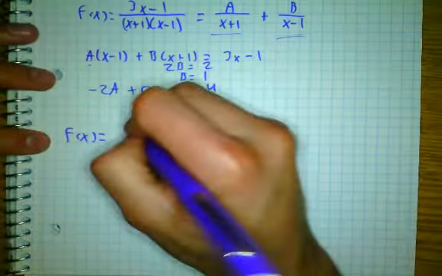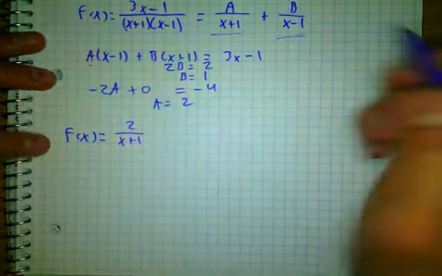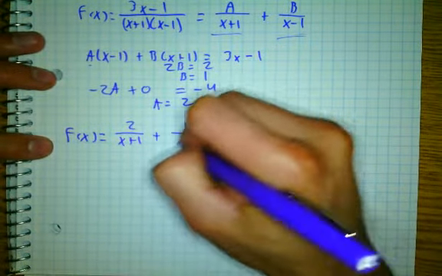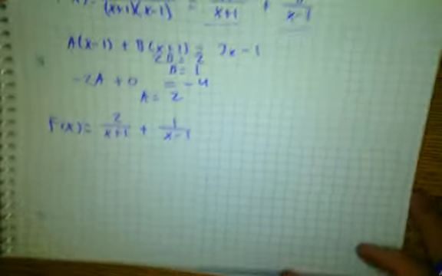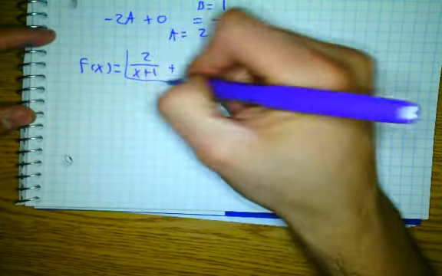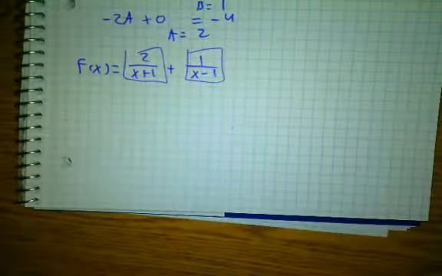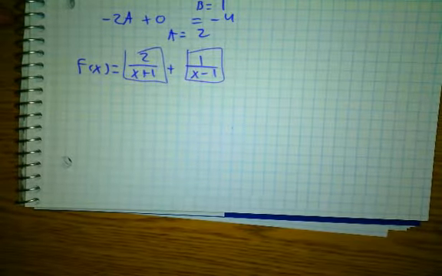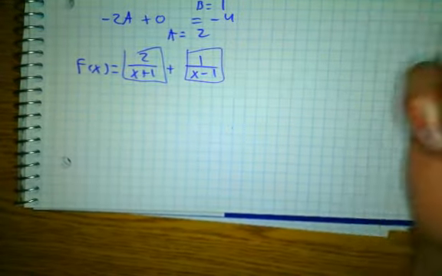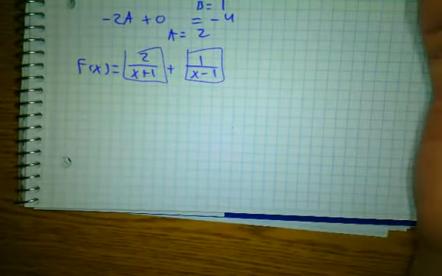2 over x plus 1 plus 1 over x minus 1. And now, I can look at each one of these individually and work with each one individually. Okay? Let's start out with the easy one. Well, really, they're not that difficult, either one. So which one do you want to work with first? The first one right here?